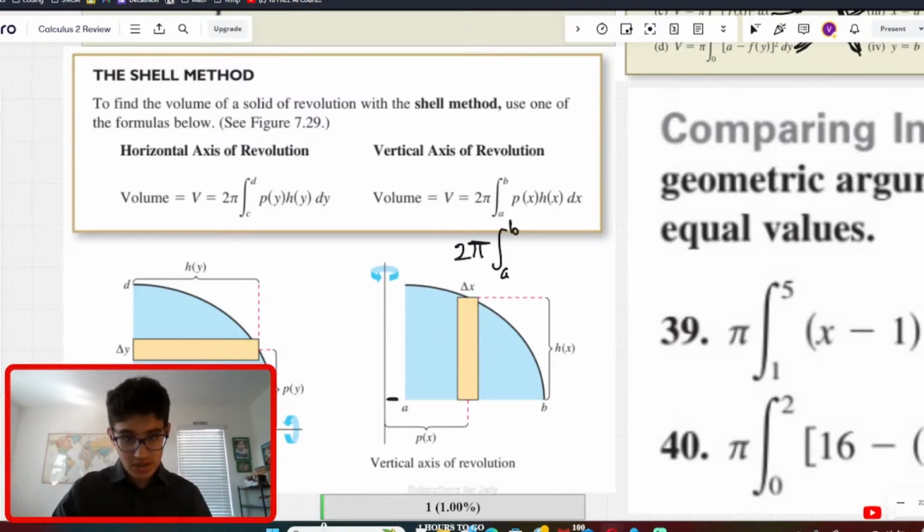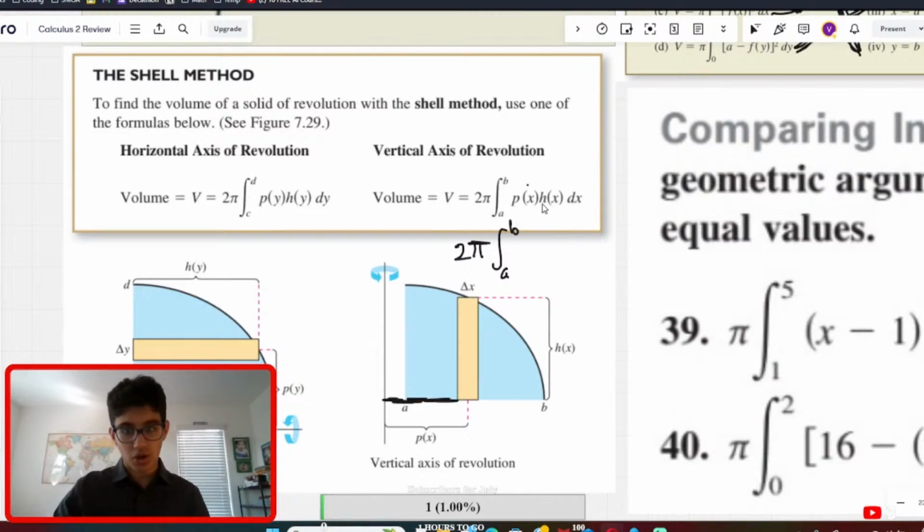Over here, that axis is just going to be a plus whatever this is, right? And over here, they've written that as p of x. So you put that as p of x, and then you multiply that by the height. Okay, and the height is obviously given by h of x, as you can see over there. So you multiply them together and you integrate that.